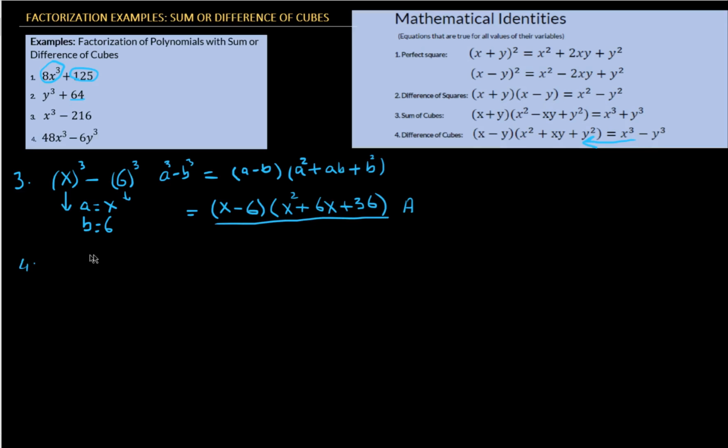Last example, 48x cube minus 6y cube. So y cube is the cube of y, x cube is a cube of x, but 48 is not a cube of any integer. 6 is not a cube of any integer, because 2 cube is 8.